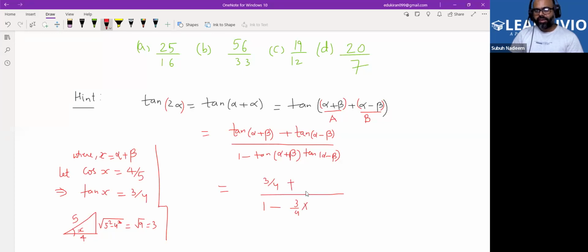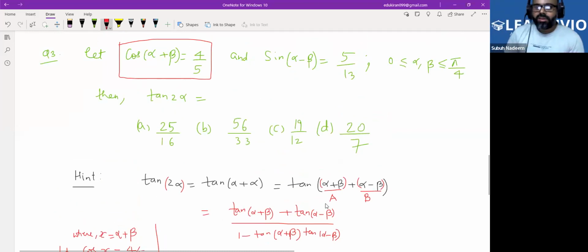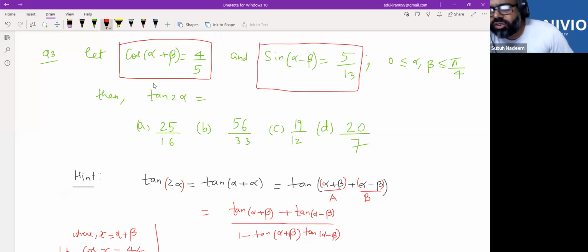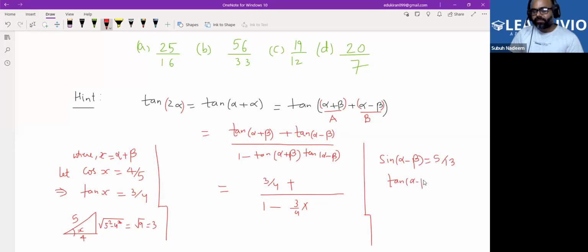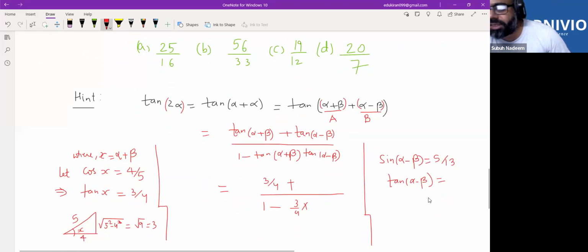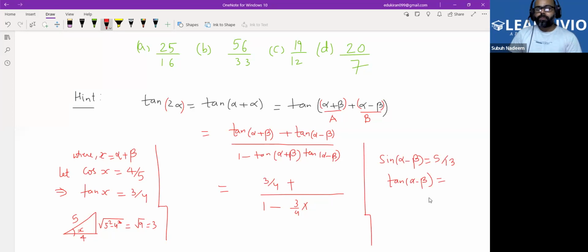And now you have to add it with tan alpha minus beta in the numerator, and multiply with tan alpha minus beta in the denominator. So what else is given? Sin alpha minus beta is equal to 5 by 13. So in a similar manner, if someone asks you to find tan alpha minus beta when sin alpha minus beta is given as 5 by 13, by the same method, can you find it? Just try. Here you can take alpha minus beta as y. So it is given 5 by 13. First write this, then try.